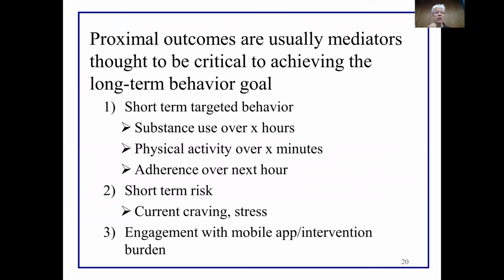I included this slide to indicate that. In HeartSteps, it's like the first item, short-term targeted behavior. But often, the proximal outcome is thought to be a mediator in a causal chain. So for example, if we're trying to help you quit smoking, we might have the intervention component that targets stress. And then the short-term proximal outcome might be reduction in stress or prevention of near-time stress. If it's an engagement intervention, it might be engagement with the mobile app.